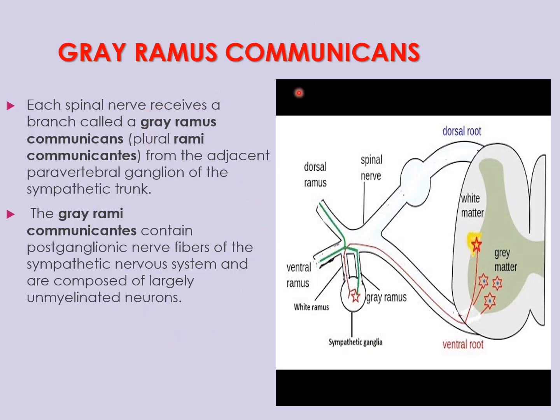Now what is this gray ramus communicans? Each spinal nerve receives a branch called the gray ramus communicans, as you can see in this diagram, from the adjacent paravertebral ganglion of the sympathetic trunk. So the gray rami communicantes contain postganglionic nerve fibers of the sympathetic nervous system and are composed of largely unmyelinated neurons.